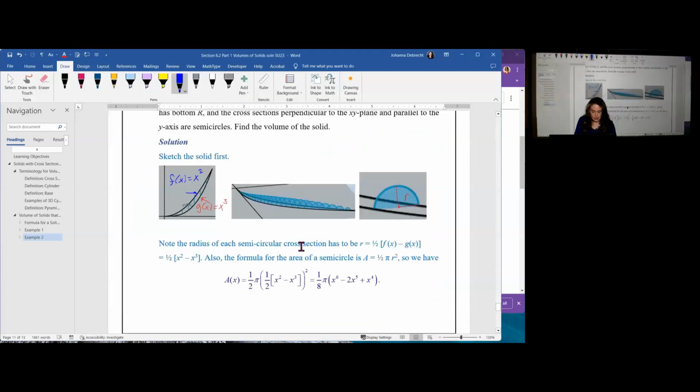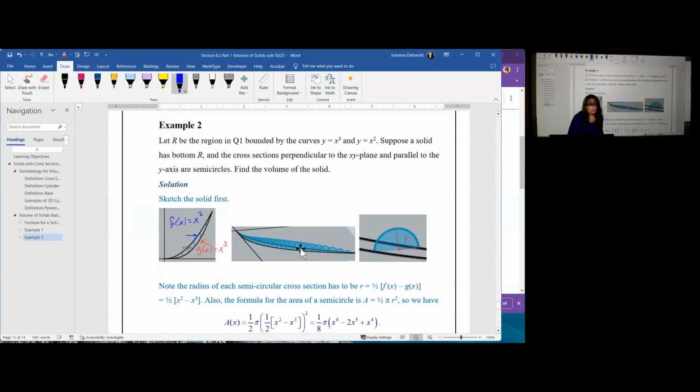Let's now take a look at example 2. In example 2, our region is again going to be in quadrant 1, but this time bounded by 2 curves, y equal x cubed and y equal x squared. We want to suppose that we have a solid, and the bottom of the solid is region R. That's not necessarily the base.